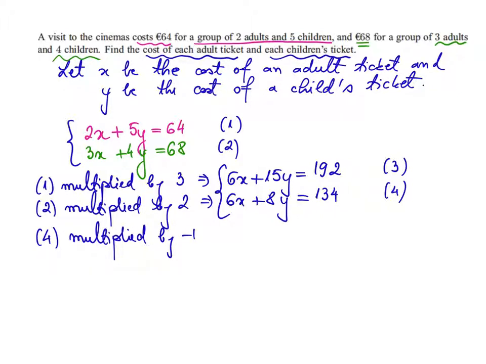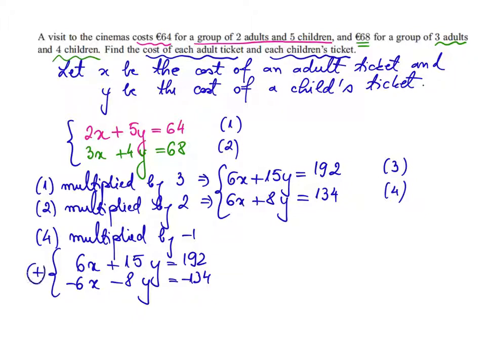Because I want to change all the signs, actually I'm interested to change this 6x into minus 6x so that when I add them, they disappear. Multiply by minus 1 meaning that I will change all the signs. I copy the first equation. I always go with both equations. So first equation, I leave it as it is. Second equation, minus 6x minus 8y equals minus 134. And if I add them now, I get 15y minus 8y gives me 7y equals 58.